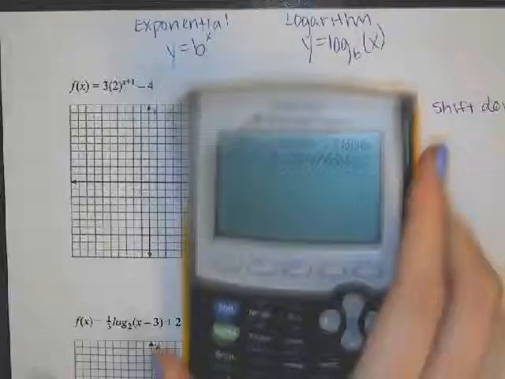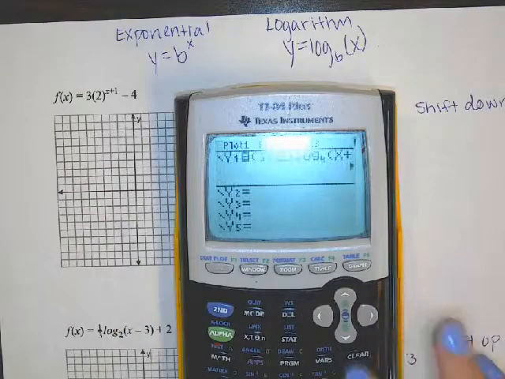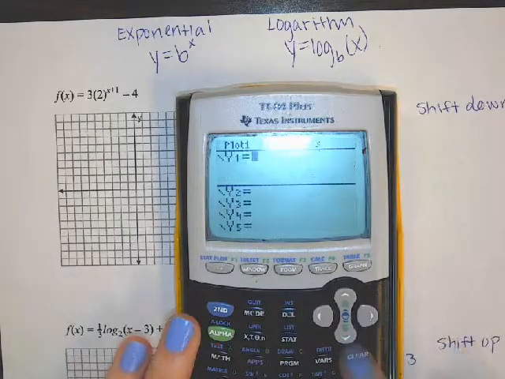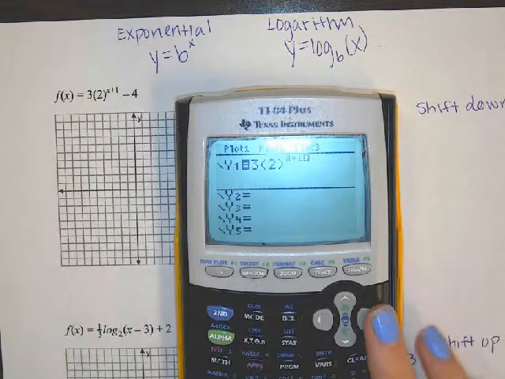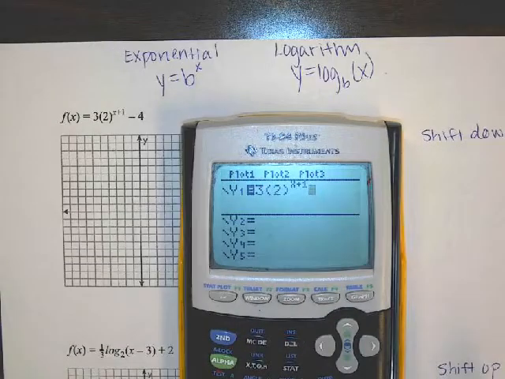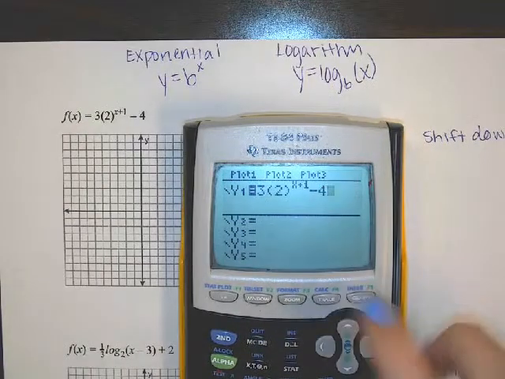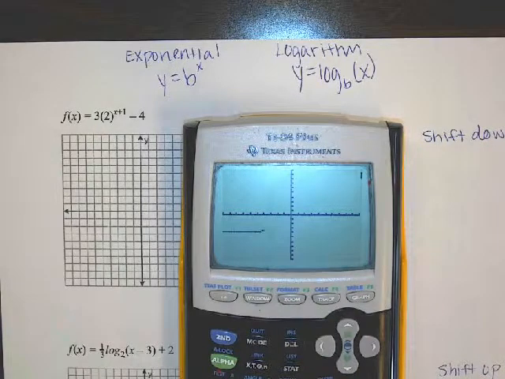All right. Let's put the first one in our calculator. Go to y equals 3 times 2 to the power of x plus 1. Hit the right arrow. -4. Hit graph to get your sneak preview. So that's what it should look like.